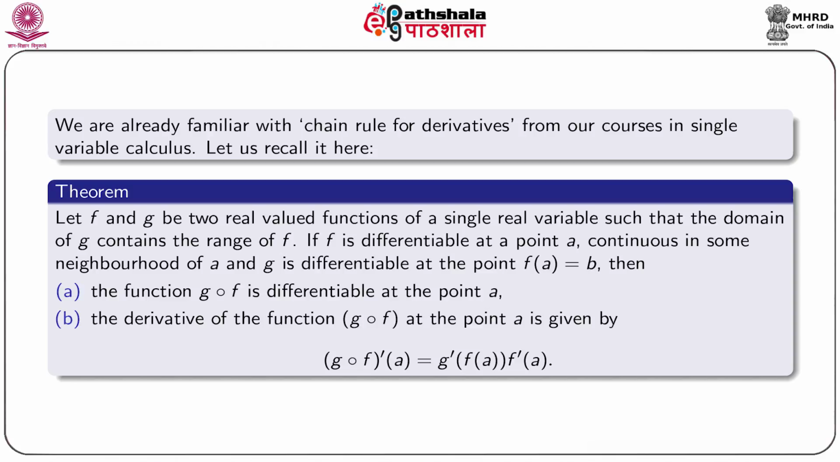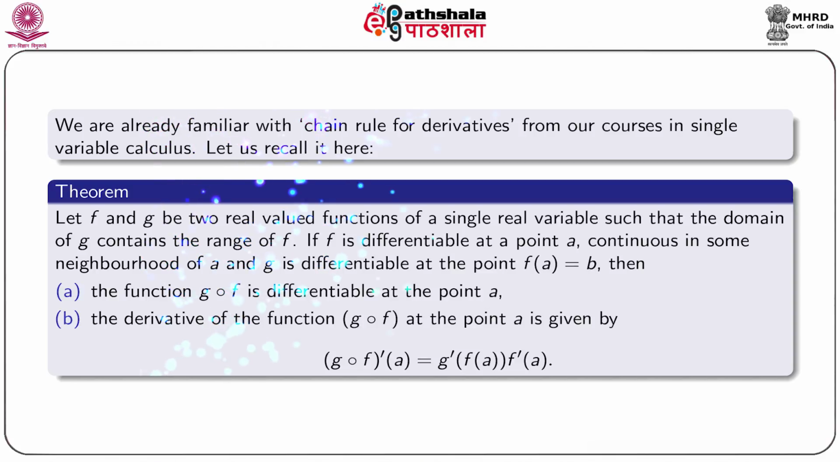We are already familiar with the chain rule for derivatives from our courses in single variable calculus. Let us recall it here. First, we give the statement. Let F and G be two real valued functions of a single real variable such that the domain of G contains the range of F. If F is differentiable at a point A, continuous in some neighborhood of that point A, and G is differentiable at the point F(A), let us call it B, then first the function G compose F is differentiable at the point A.